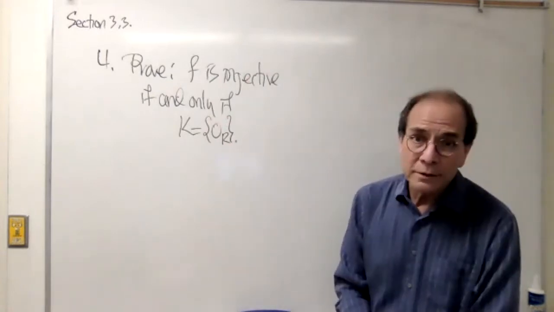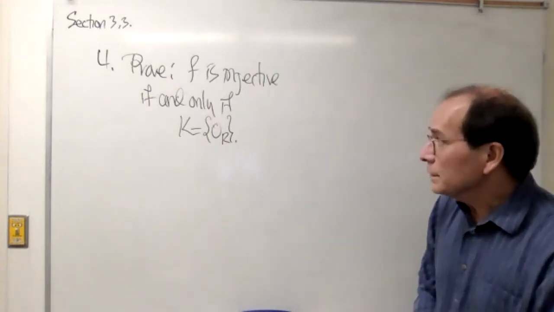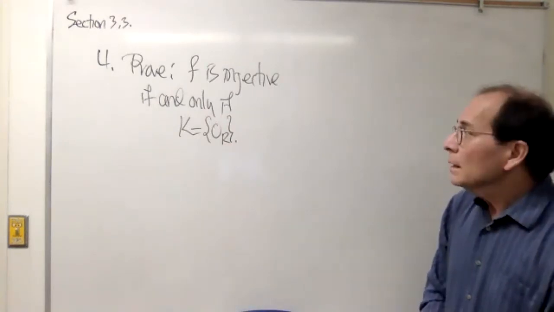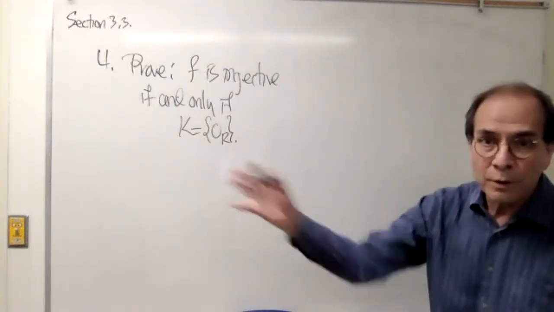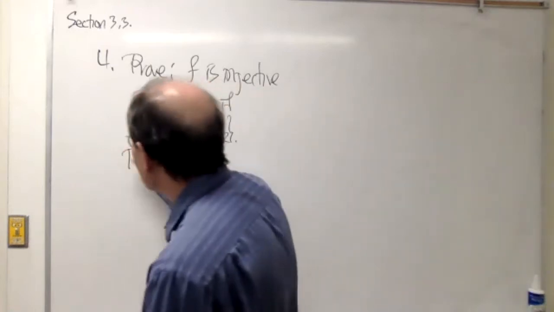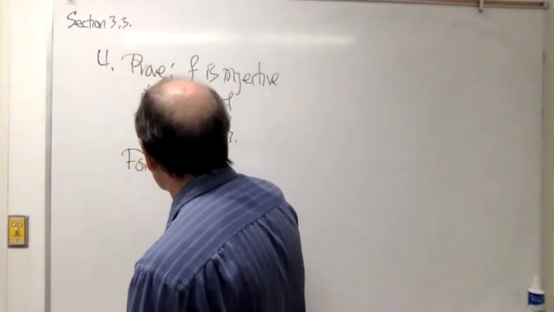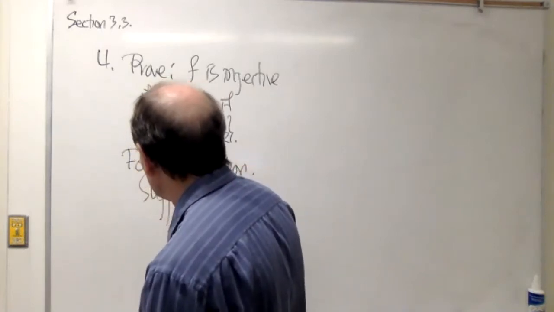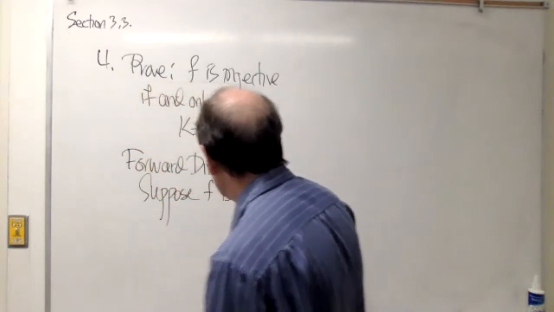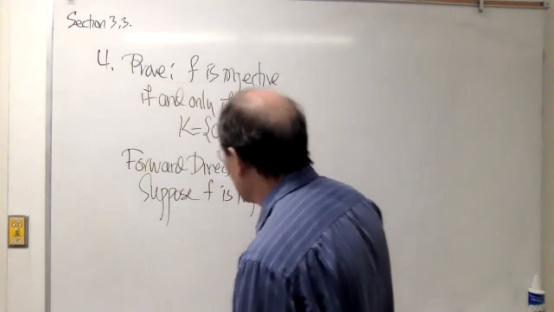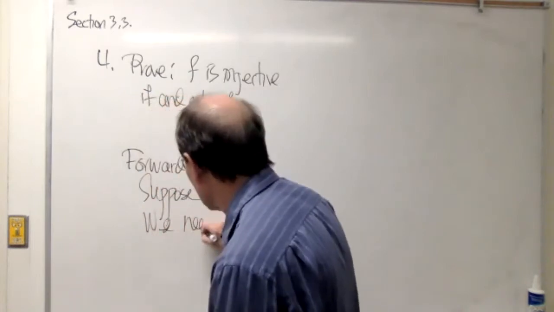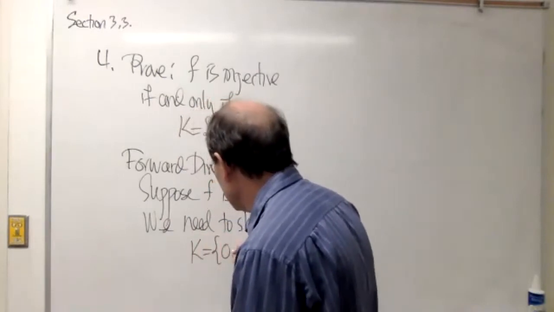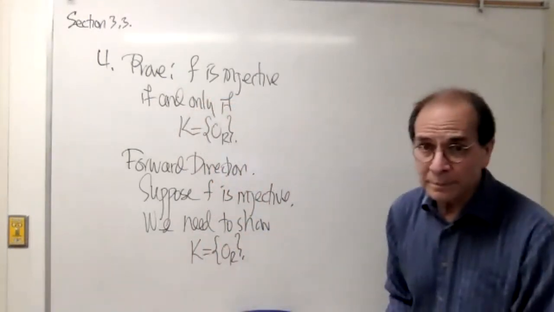And then vice versa, or conversely, I should say. So if K consists of just that 0 element, then f is injective. So this is a biconditional now, and we've got backwards and forwards. So our forward direction: suppose f is injective. And then we need to show that K is equal to just the 0 element.